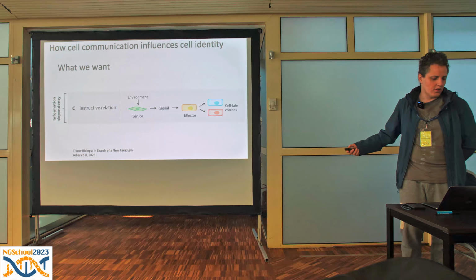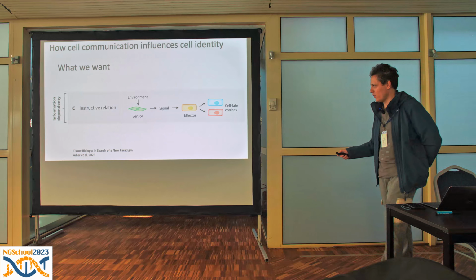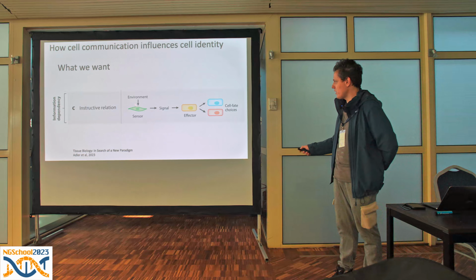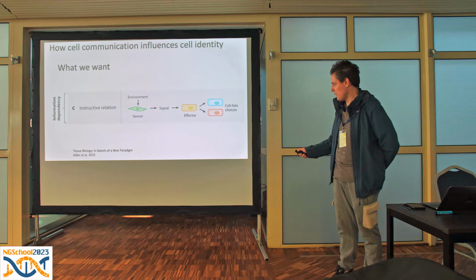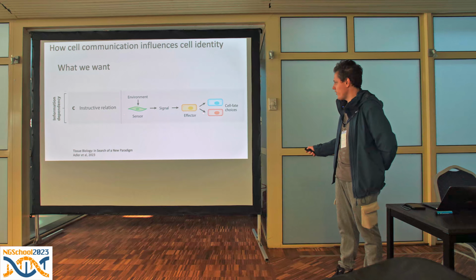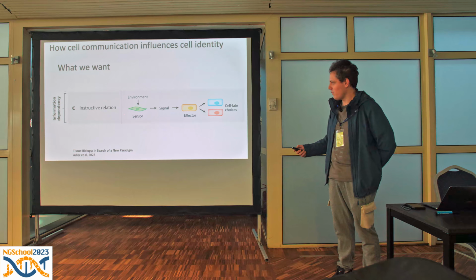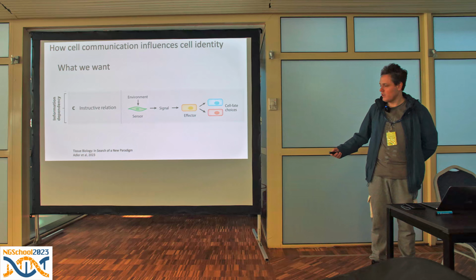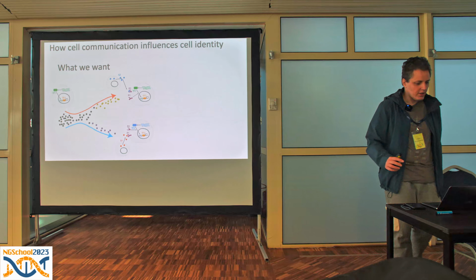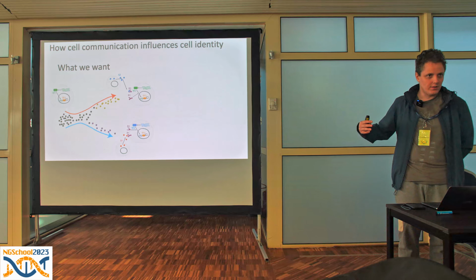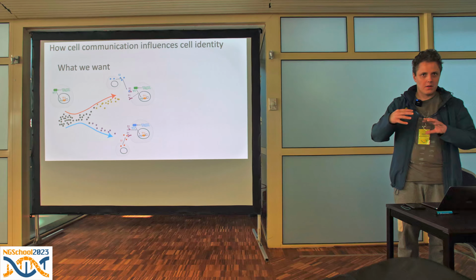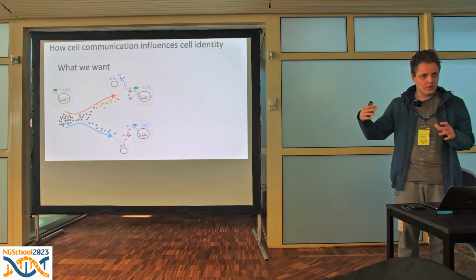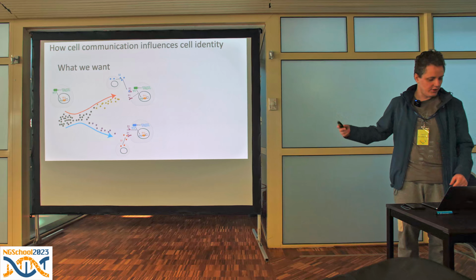So what we want, again citing this review, is to describe this type of instructive relationship between cells, where source cells send signals to effector cells, and then effector cells change something depending on that signal. And based on what we just discussed about transcription factors, we can disentangle this process by introducing the mechanistic model of cell identities that we just discussed.